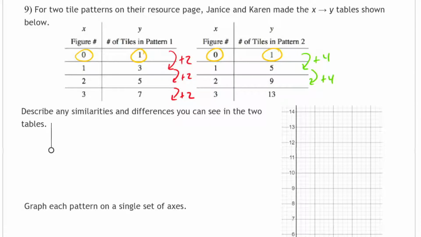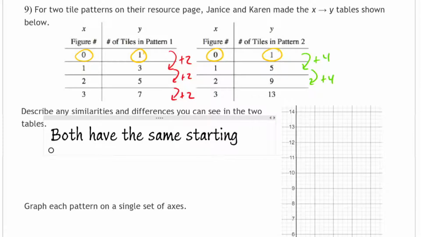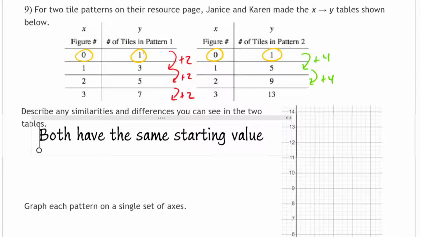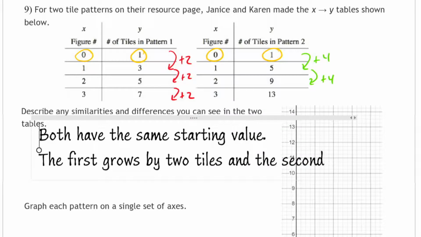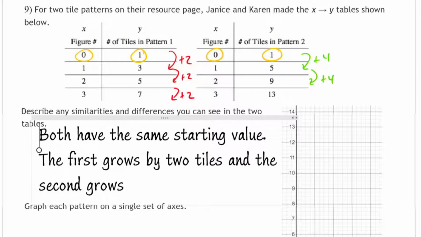People said things like, both have the same starting value. And then people named these sometimes, or they numbered them. So that's a similarity. And differences, the first grows by 2 tiles, and the second grows by 4 tiles.